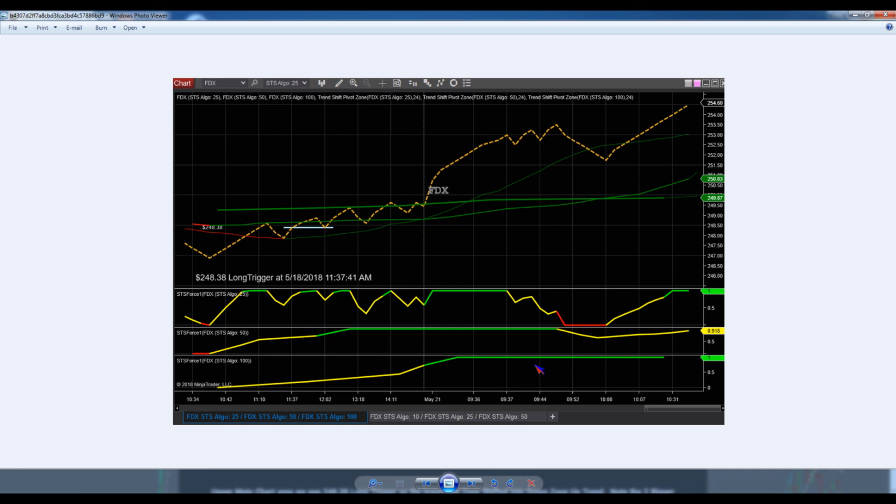So this pullback, that pullback from 250.35 to 251, that was a full $2 move back. Didn't even affect the 100. The 100 still said we're strong. So you want to wait on your first reversals and get back involved in this trade. And it gave another $2 move from 10 o'clock in the morning to 10:30. This was just a snapshot in the middle of the day.